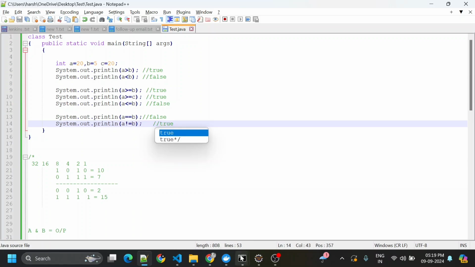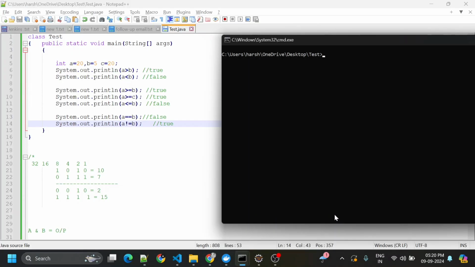Right, let me execute this. Let me compile this first. Alright, we are getting an error over here. Okay, so I have to put something. So make sure, guys, you are not afraid of any error, whatever you get. Just read your error carefully and understand why you're getting an error. So over here, the error is in line number 5 and it is saying that we have to put a semicolon after this statement b equals 5.